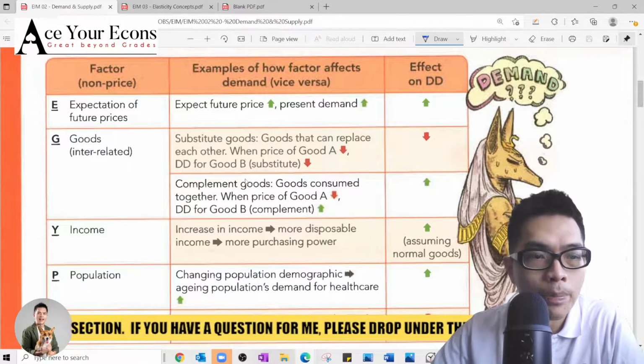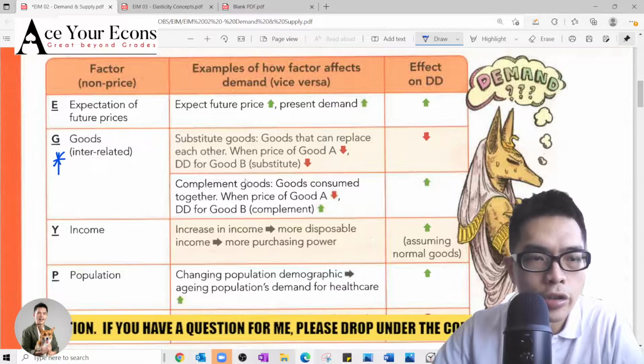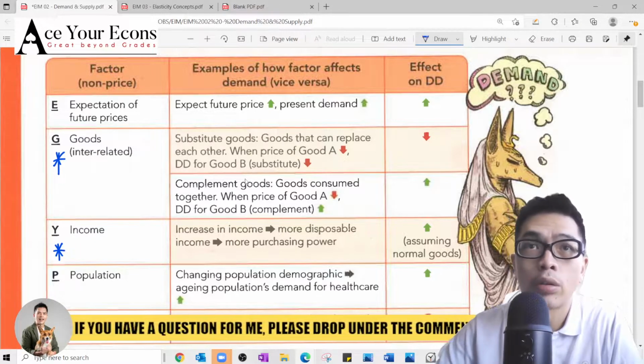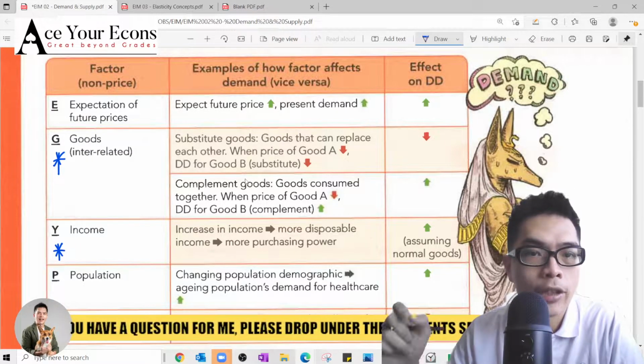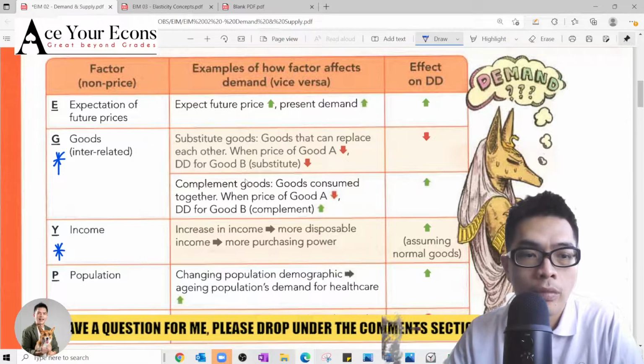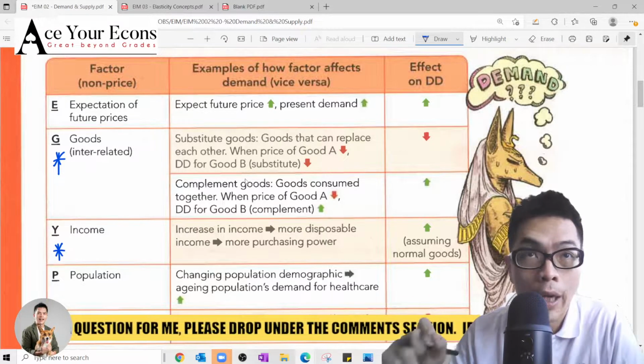Alright, so the two important alphabets are G and Y. So today we'll be looking at the extension of these two. Okay, so we go through the easier one, Y.